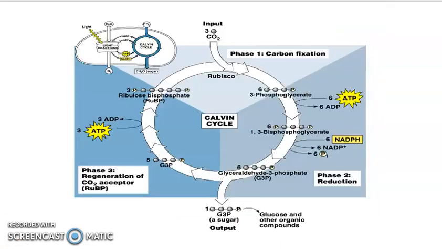Okay, so this is the overall process of the Calvin cycle. So you have to take note lah. So maksudnya as a conclusion, so what you have to take note, okay. So for this process, dia ada 3 phase. Phase 1, carbon fixation. Phase 2, reduction. And then phase 3, regeneration of carbon dioxide acceptor or ribulose bisphosphate.